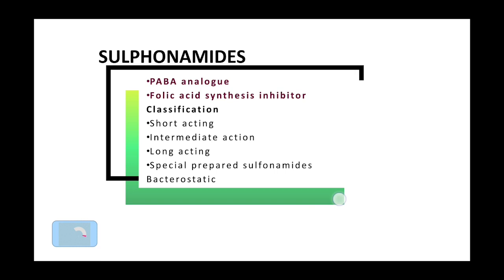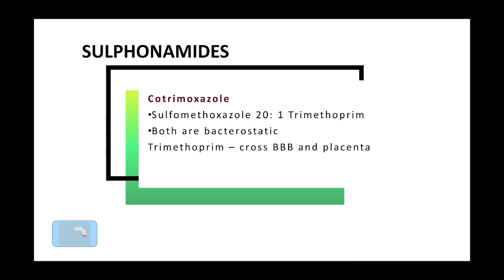If we are discussing sulfonamides, we should discuss cotrimoxazole. It consists of sulfamethoxazole and trimethoprim in a ratio of 20:1. Both have 10 hours of half-life. Both are separately bacteriostatic, but when combined together, they have bactericidal action towards many bacteria. The dose usually given is 400 mg sulfamethoxazole combined with trimethoprim 80 mg given as BD, or 800 mg sulfamethoxazole and 160 mg trimethoprim as BD. Trimethoprim crosses the blood-brain barrier and placenta, but sulfamethoxazole has poor penetration.